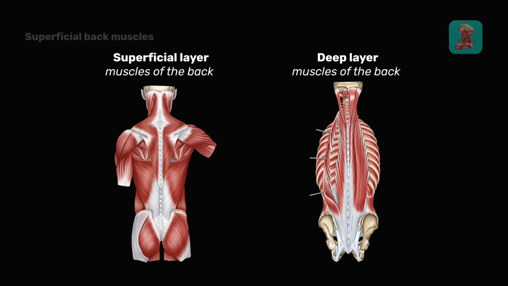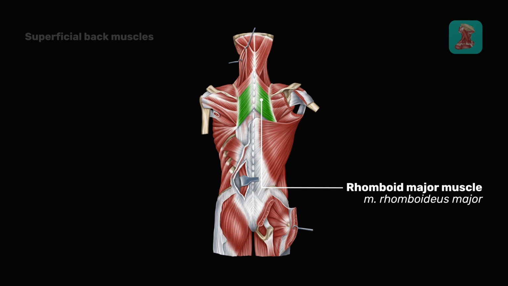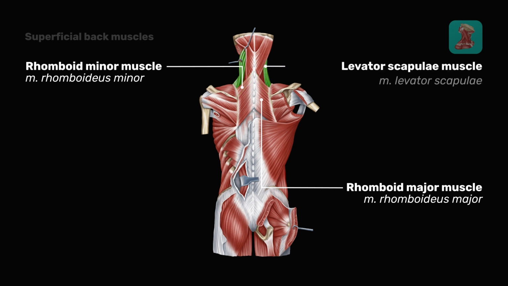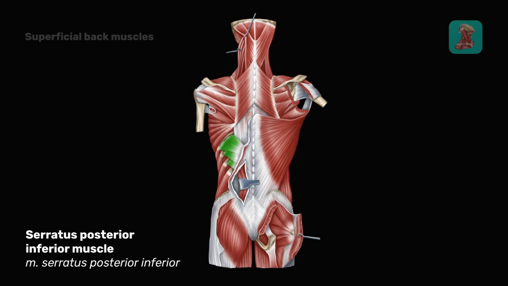These include the trapezius muscle, the latissimus dorsi muscle, the rhomboid major muscle, the rhomboid minor muscle, the levator scapulae muscle, the serratus posterior superior muscle, and the serratus posterior inferior muscle. Let us examine each muscle in greater detail.